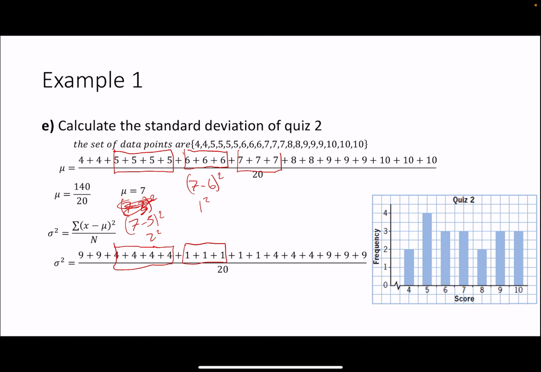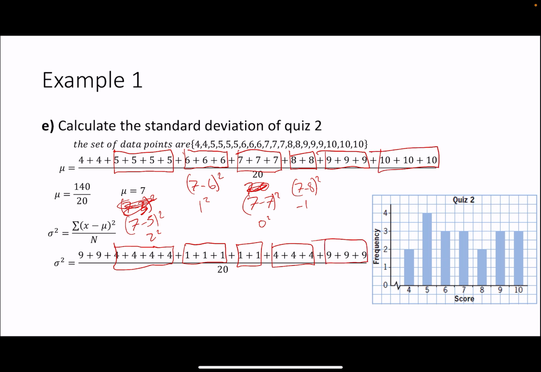And these 3 7s: 7 take away 7 is equal to 0. 0 squared is 0. These 2 8s: 7 take away 8 squared is minus 1 squared, that's how I got these 2 1s. And then these 9s are 2 away from the mean, so 2 squared is 4. And these 10s are 3 away from the mean, so that's 9. And then we divide by the number of data points. Okay?